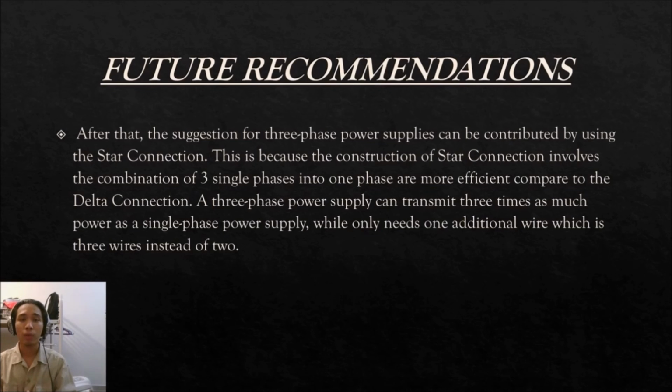Finally, the suggestion for three-phase power supply is to use the star connection. This is because the construction of star connection involves the combination of three single phases into one, which is more efficient compared to the delta connection. A three-phase power supply can transmit 3 times as much power as a single-phase power supply, while only needing one additional wire, which is 3 wires instead of 2.